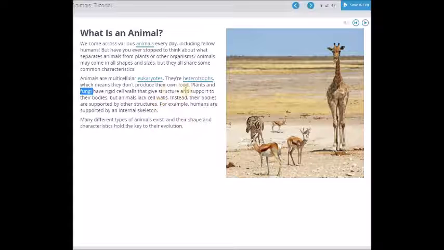Animals do not have cell walls. Plants and fungus both have cell walls. Animals don't, and that actually helps us to be able to move. Believe it or not, animals can move. Their bodies are motile, right? But animals lack cell walls, so that doesn't give us much structure.